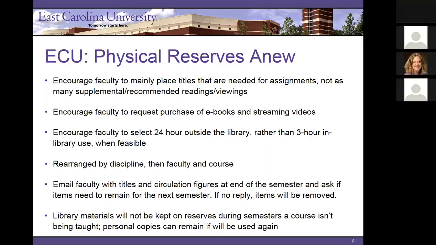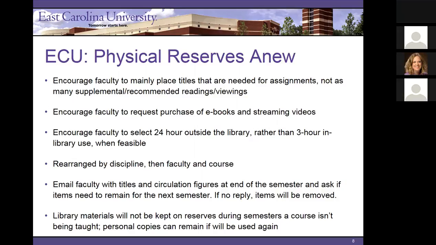So we also rearranged how they were on the shelves. Before, they were shelved by the faculty name and then by the course. Well, in talking with everyone who works at the desk, we found out that a lot of students don't know their course numbers and they don't know their faculty members' names, which surprised us greatly. But we all had many times where we'd help somebody and they didn't know those things. They knew that it was a math book and part of the title said something like this.